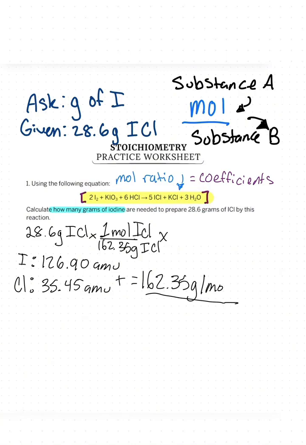So we have 1 mole of ICl. And in this problem, I can only find ICl on my product side. And it says that I have 5 moles of ICl. So 5 moles of ICl.